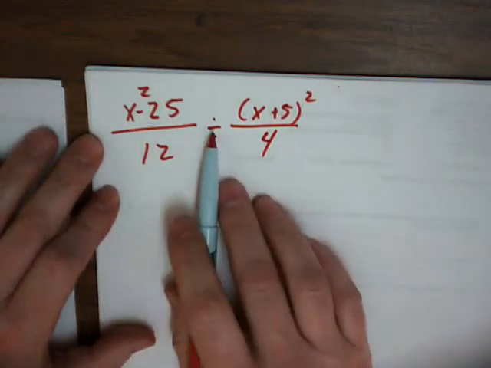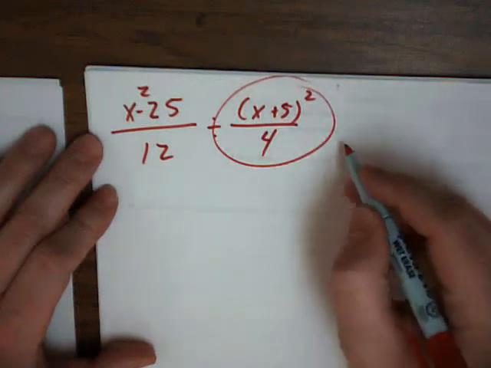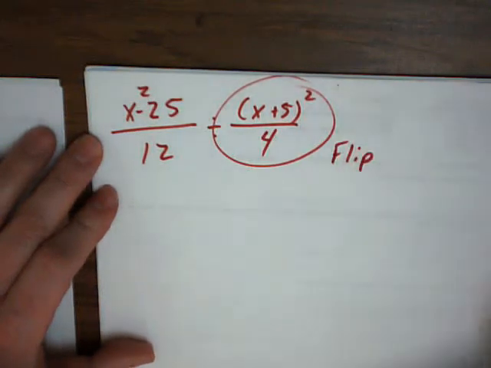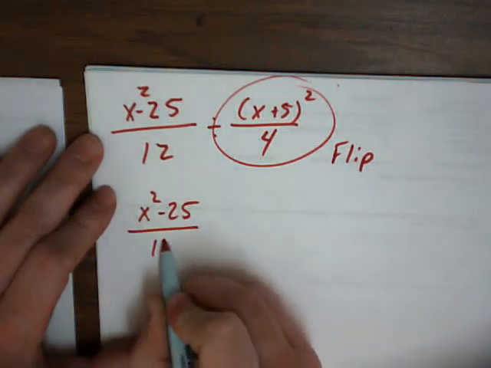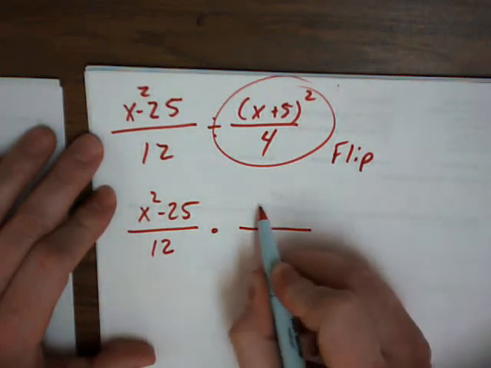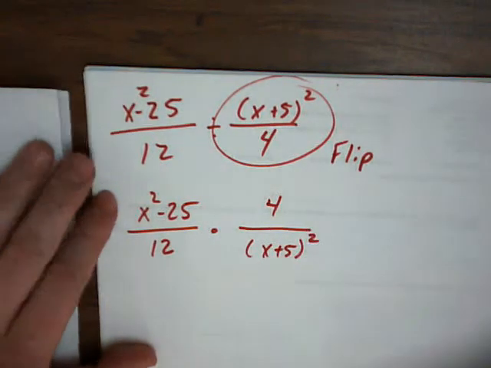And if it's a division, you take the second one and you flip it. So it's like saying (x squared minus 25) over 12 times 4 over (x plus 5) squared. Okay?